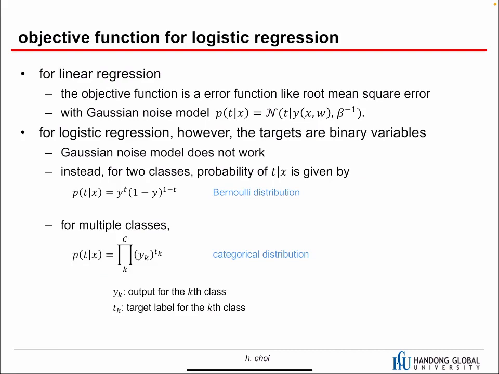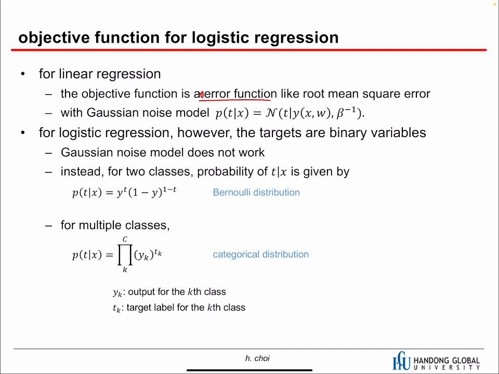Now we know what logistic regression is, and now we want to talk about what the objective function is and how we can train the model parameters. For linear regression, the objective function is an error function, like a root mean square error, with the Gaussian noise model.